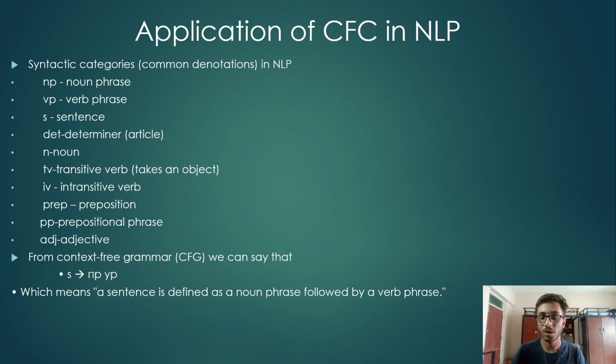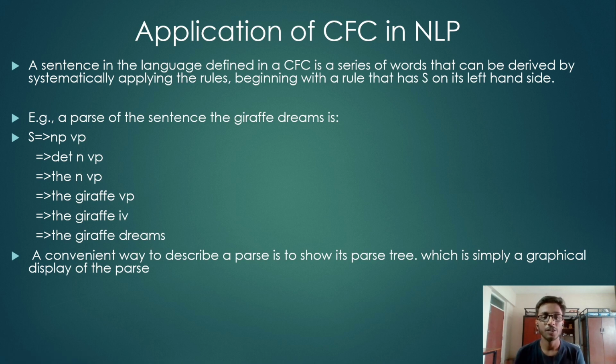phrase followed by a verb phrase. A sentence in a language defined by a CFG is a series of words that can be derived by systematically applying the rules, beginning with a rule that has S on its left-hand side.